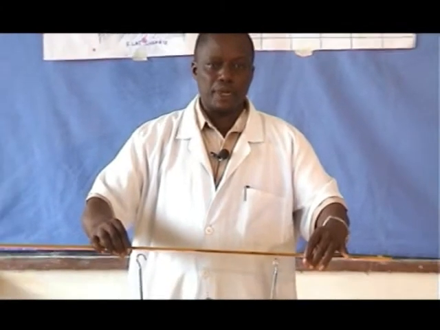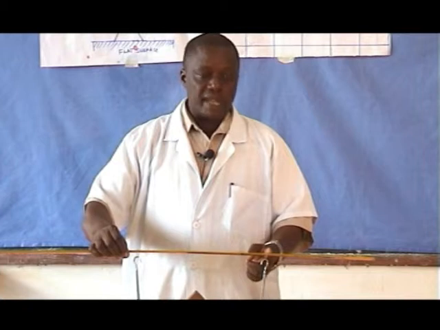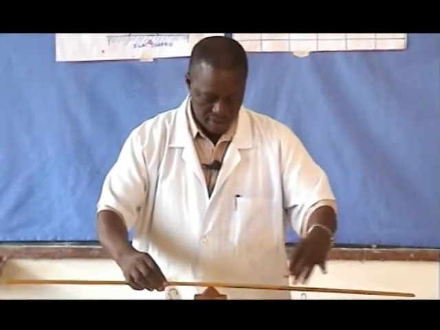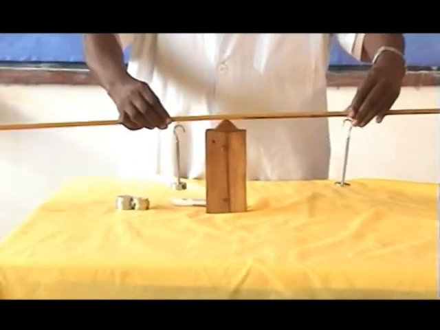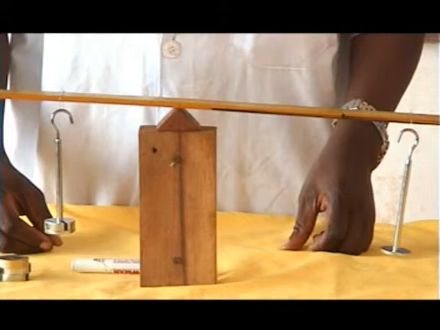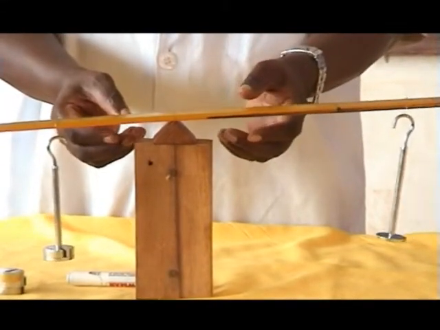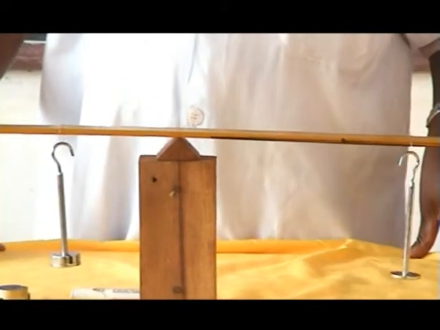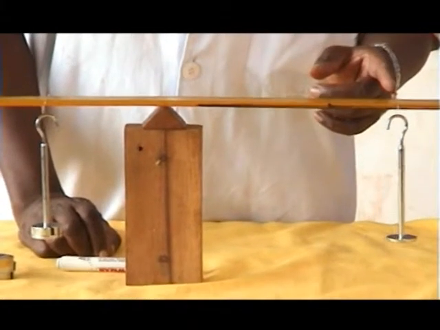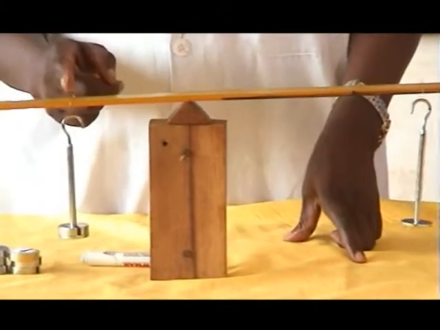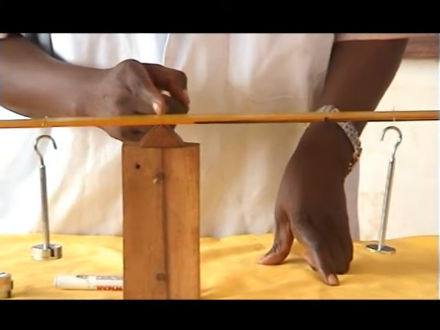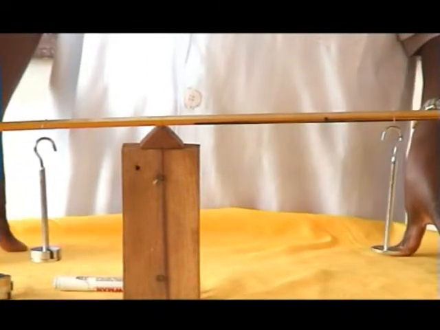Find the balance point by adjusting the distance from the 50 gram mass attached to the center of the metre rule on either side. The distance from the center to the mass of 50 grams is 24 centimeters, while the distance from the 100 gram mass is 12 centimeters. Now record these findings in the table.